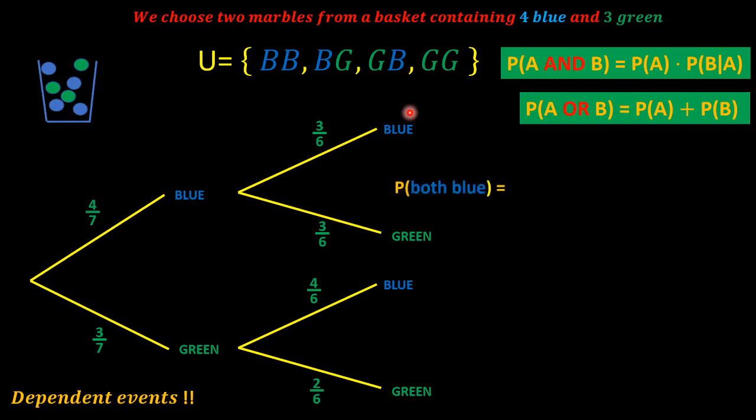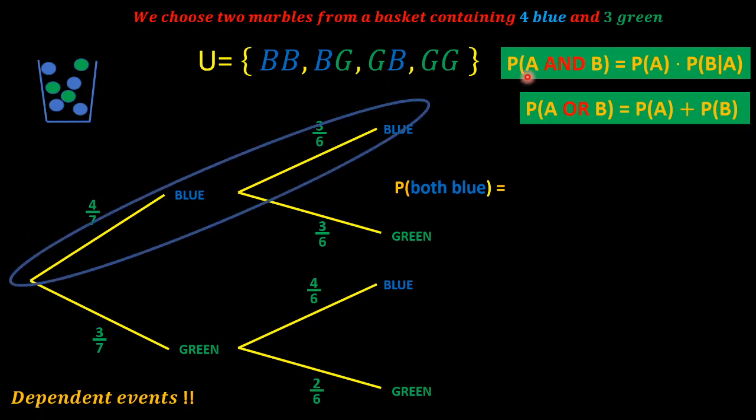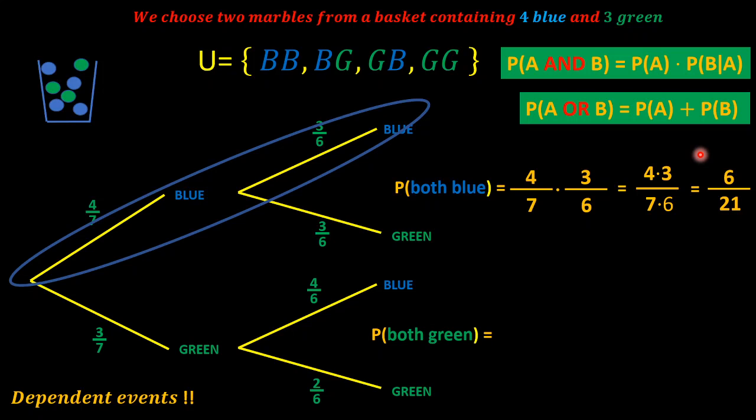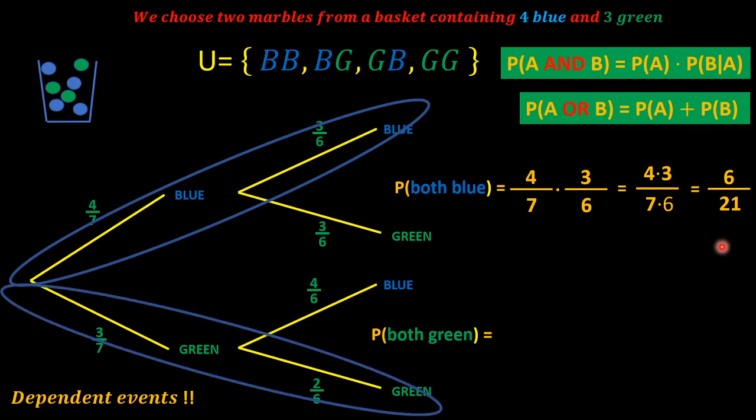Now, let's follow the same as before. Both blue. Both blue is this path. What do we do with the probabilities? On a path, we multiply them. Both green. Both green is this path. What do we do? This times this. Okay, now, let's put another question.